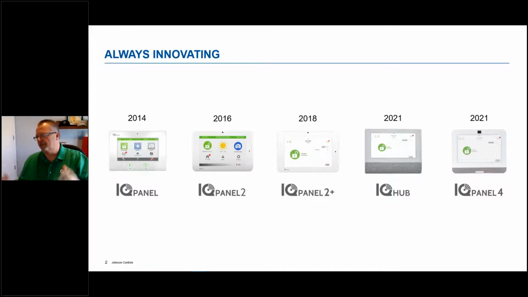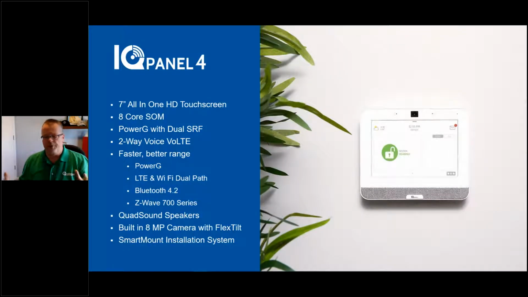Panel camera is not part of IQ Hub, but for IQ Panel 4, we're just going to go over it. Just a refresher for everybody: a 7-inch all-in-one HD touchscreen, an octa-core or 8-core system on a module, dual SRF Power G plus 319, 345, or 433. Better two-way voice, and two-way voice over LTE is available. Everything about IQ Panel 4 is just faster, with better range. It's a Power G, LTE, Wi-Fi dual path. We've switched to Bluetooth 4.2.